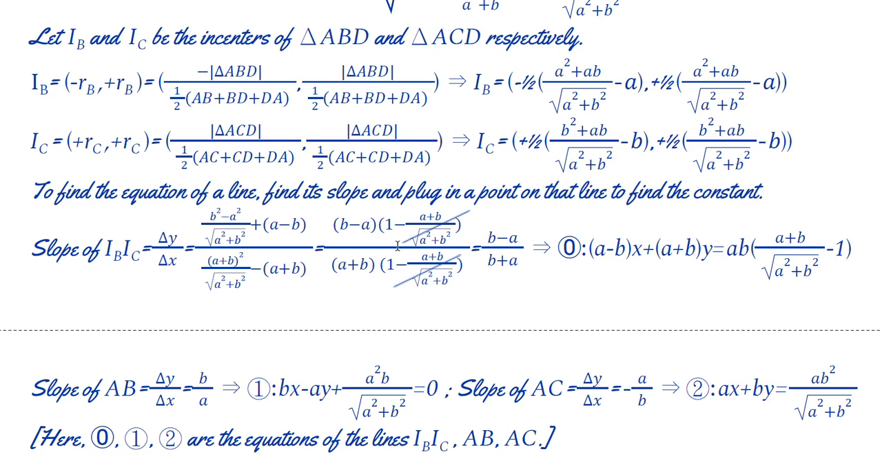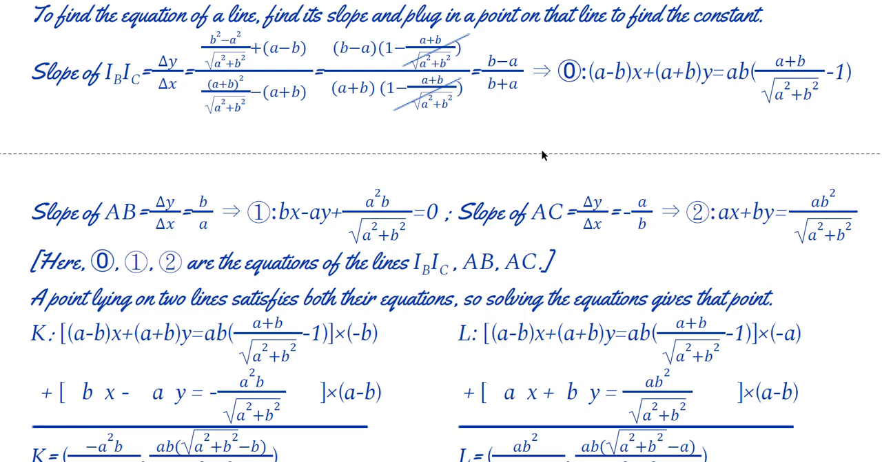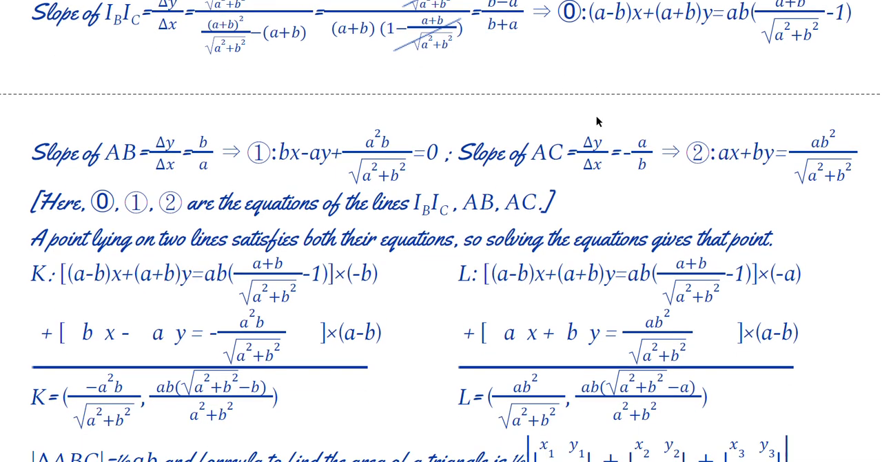So first we derive the slope, and then we put in a point which we know is on that line, because we can put IB into that and then we get this value. It doesn't really need to be on the right hand side or the left hand side. It can be whatever or wherever you want it to be.